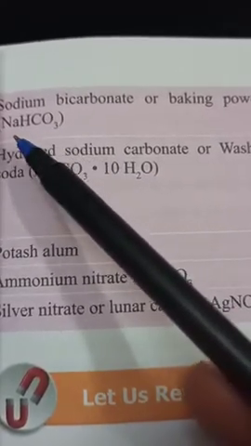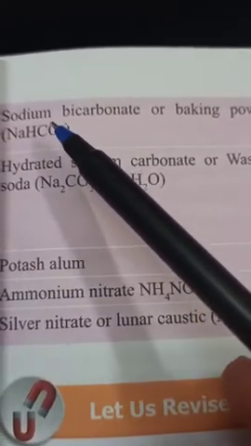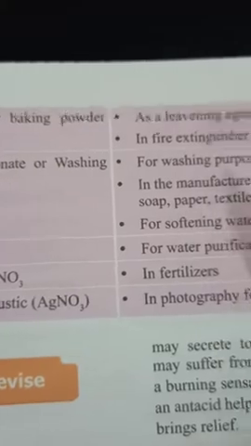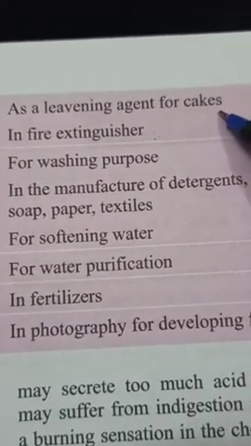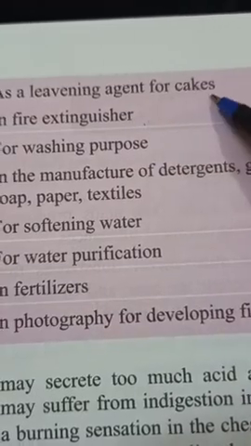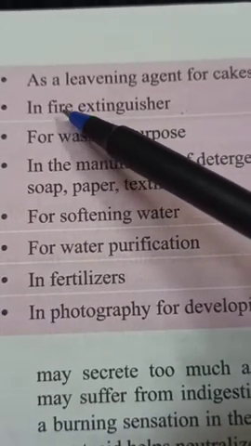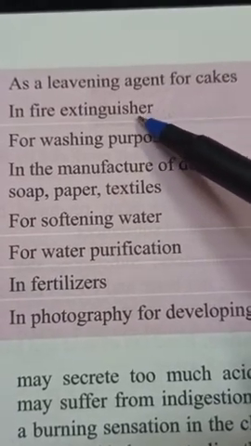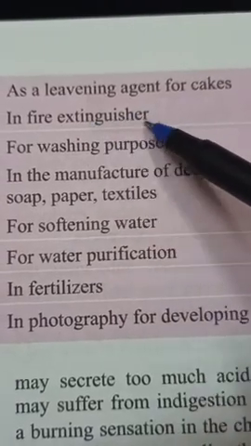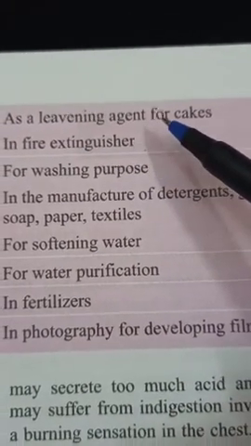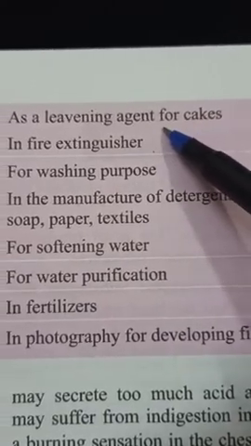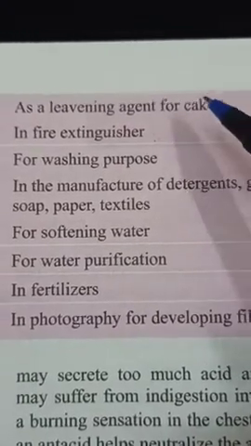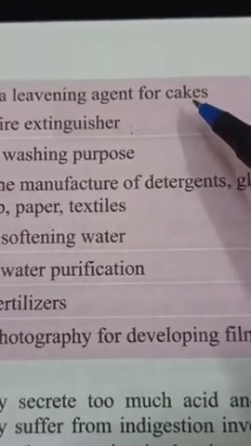Here the formula is also given, NaHCO3. This is the formula of sodium bicarbonate or baking powder. So baking powder is used in cakes, you know that, as a leavening agent for cakes, and also in fire extinguishers. You know that when a fire breaks out anywhere, we use a fire extinguisher to stop that fire, and also we use this baking powder in cakes. Without baking powder it's very hard to make cakes.